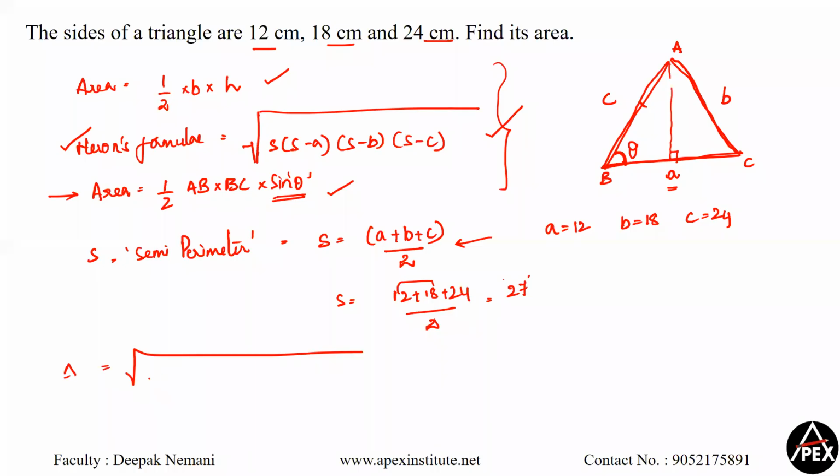Just substitute here and find the answer. So this will be under root 27 into 27 minus 12, which is 15, 27 minus 18, which is 9, and 27 minus 24, which is 3. So we have 27 and 27. I can bring 27 outside and root 15 inside. So the answer for this question should be 27 root 15. Perfect. Any doubts, guys?